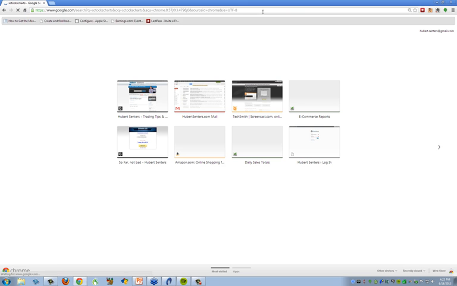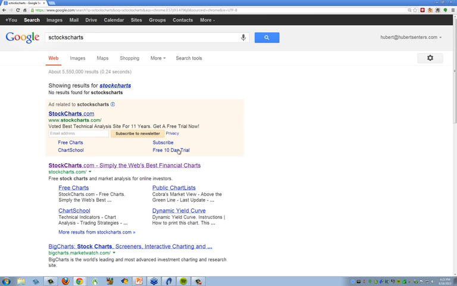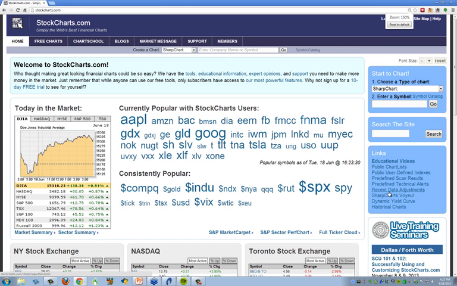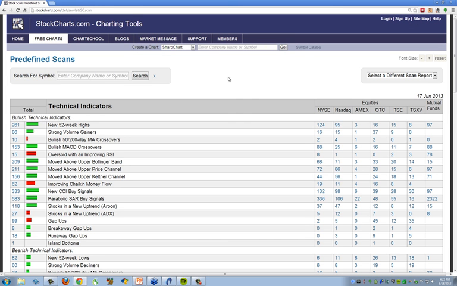StockCharts. Now, there's several hundred people in here, so it's probably going to be very painful to do this if we're all doing it at the same time. So if we go to stockcharts.com, and then we go over here to where it says predefined scan results. Does everybody see that, where it's at? Right here, predefined scan results. Click that. Okay. And then what you're going to do is you're going to scan down.